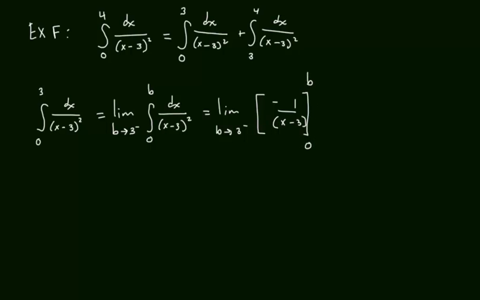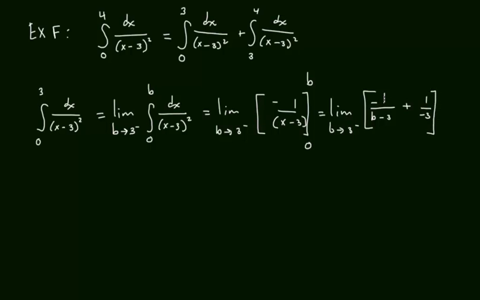Now, you certainly wouldn't do it that fast, but I have the privilege of having done it before recording the video. Evaluating from 0 to b, this comes out to be the limit as b goes to 3 from the left of negative 1 over (b minus 3), minus, a minus, so plus 1 over negative 3.